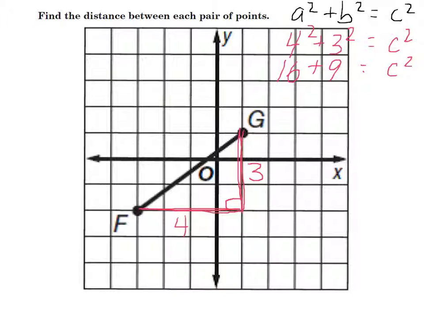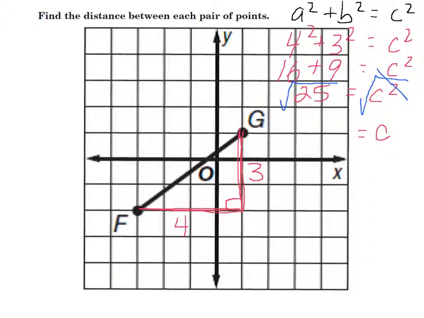Now I can add the 16 and the 9 together, and I get 25, equals C squared. Now to solve for C, I need to get rid of that exponent of 2. Again, an exponent is not a multiplication problem. The opposite of squaring something, in order to get rid of this second power, I'm going to have to take the square root of both sides. You're going to be doing this a lot in geometry, using the Pythagorean theorem and taking square roots, so get used to that. The square root cancels out the square, and that leaves me with just C.